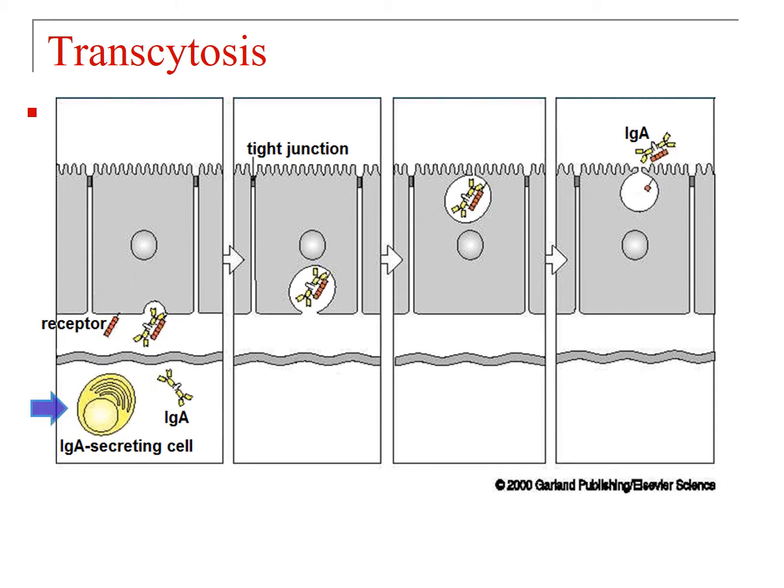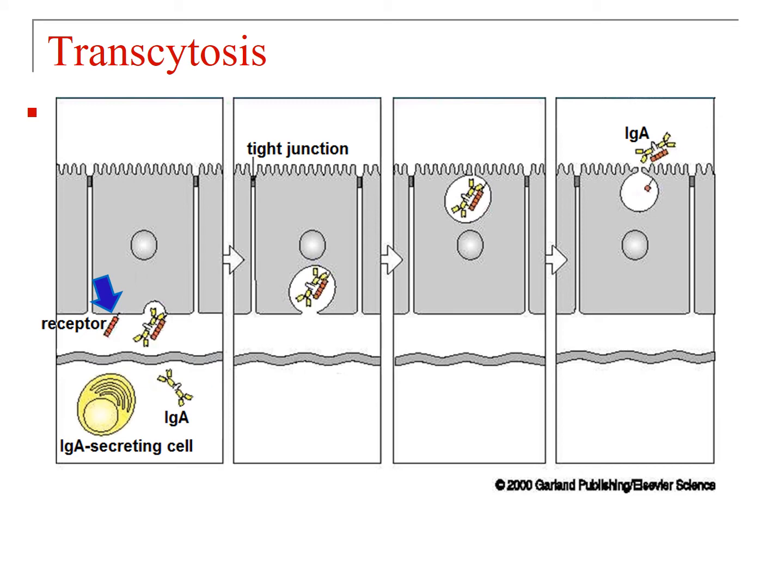Here we have an IgA secreting cell. IgAs are immunoglobulins, they're antibodies. This IgA secreting cell has just secreted an IgA, again a type of immunoglobulin. In order for this to work its way from that cell through or into another cell, the very first thing that's going to happen is that it's going to bind to a receptor that is specific to that IgA.